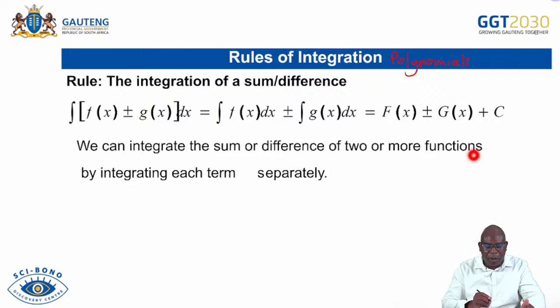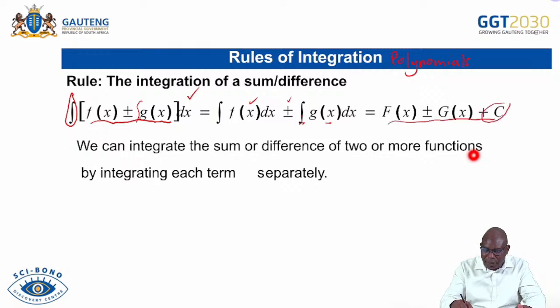Now, in this one we're saying the integral of f of x plus or minus g of x, dx. How do I do the integral there? I'm first going to do the integral of f, plus the integral of g, which is going to give me that. And remember the plus c that we always have. So we can integrate the sum or difference of two or more functions by integrating each term separately.